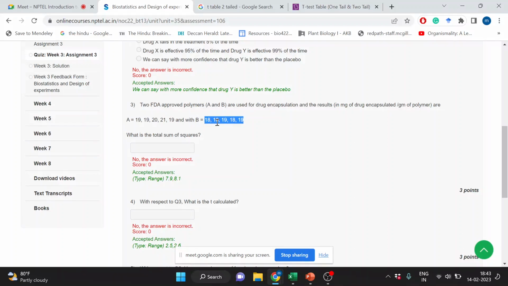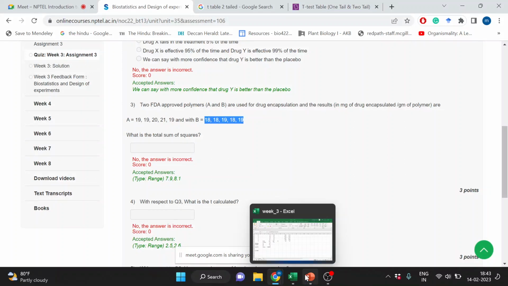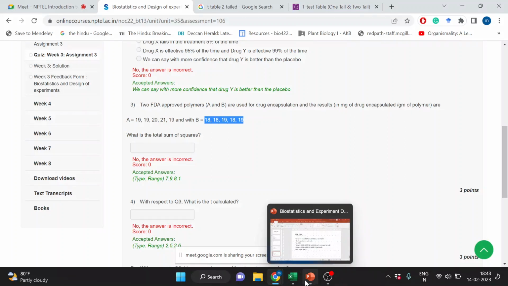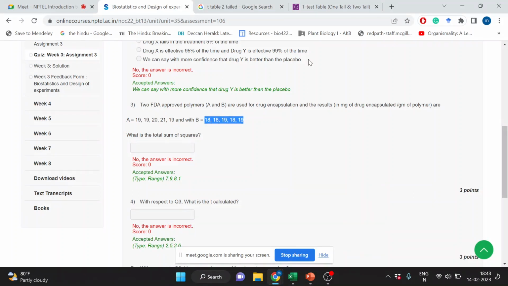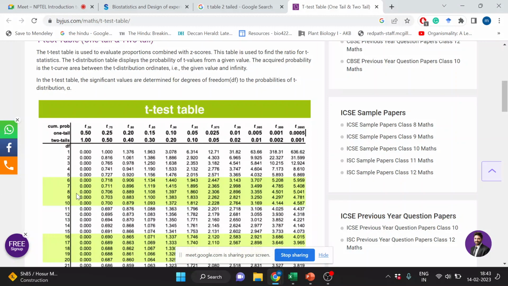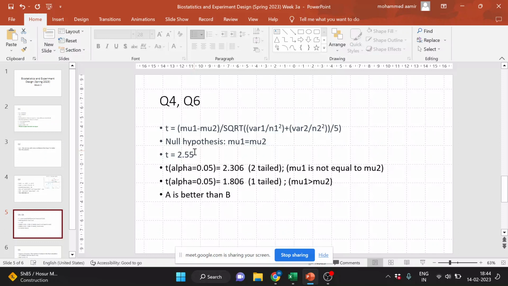The formula is n minus 2 actually. It's not the average of both, it's n minus 2, where n is the total number of data points in your entire data set. So for 8 degrees of freedom, let's look at the t table once again for a two-tailed t-test. It is for 8 degrees of freedom and for a two-tail of 0.05, it is 2.306. And the t value that we obtained using all the calculations is 2.55.